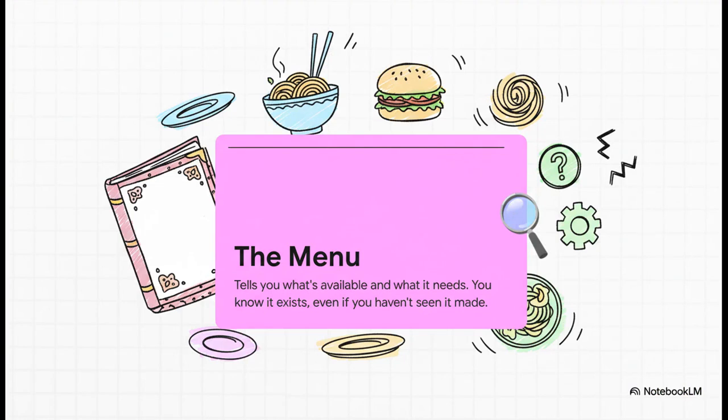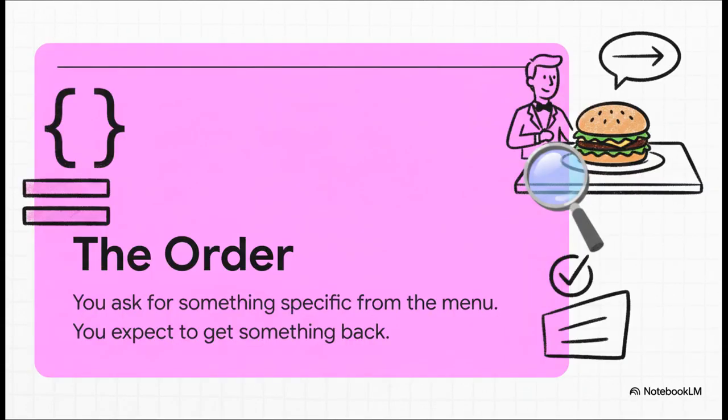Okay, so you sit down, and what's the first thing you get? The menu, right? The menu tells you everything that's available. You don't know how the chef is going to make the burger. You haven't seen it yet, but you know it's on offer. You know its name, and you know what it needs from you, your money.